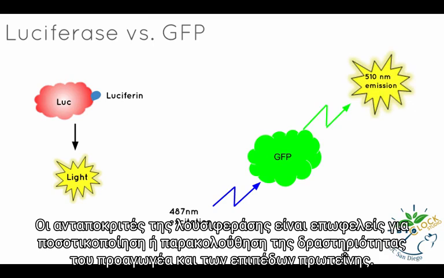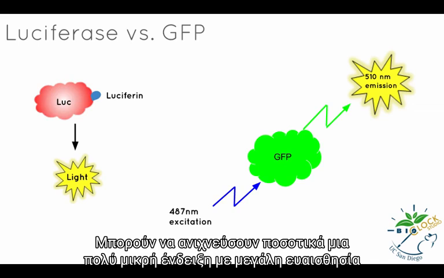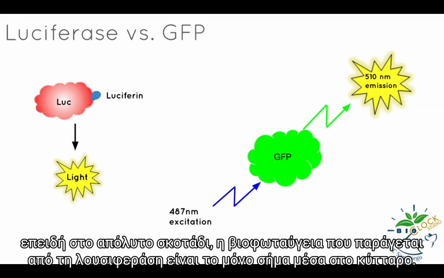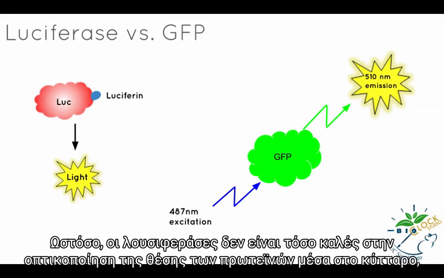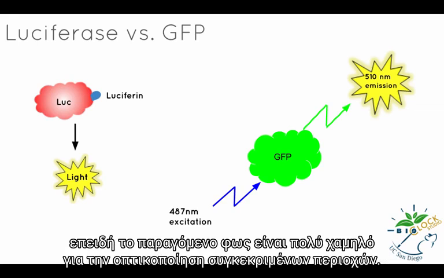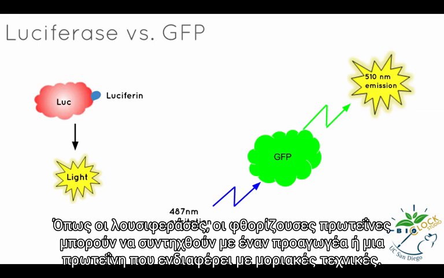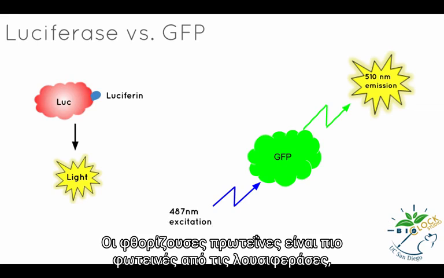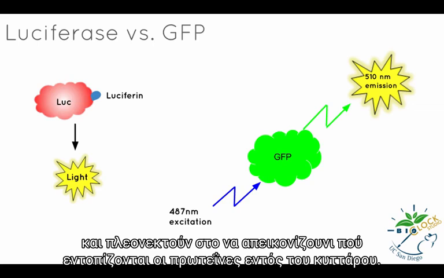Luciferase reporters are advantageous for quantifying or monitoring promoter activity and protein levels. They can quantitatively detect a very small amount of expression with great sensitivity, because in complete darkness, bioluminescence produced by luciferase is the only signal within the cell. However, luciferases are not as good at visualizing the location of proteins within the cell because the light produced is too dim for visualizing specific areas. Like luciferases, fluorescent proteins can be fused to a promoter or protein of interest by molecular techniques. Fluorescent proteins are brighter than luciferases and advantageous to visualize where the proteins are localized within a cell.